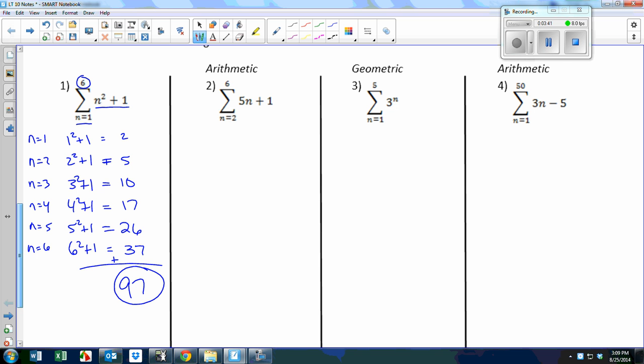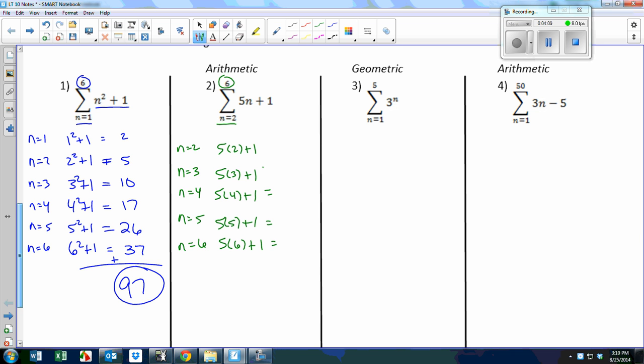Number 2 is arithmetic, and it says start with n equals 2 and stop with n equals 6. So find the 2nd, 3rd, 4th, 5th, and 6th term, and then add them up. So 5 times 2 plus 1, 5 times 3 plus 1, 5 times 4 plus 1, 5 times 5 plus 1, and 5 times 6 plus 1 is going to give you 11, 16, 21, 26, 31.